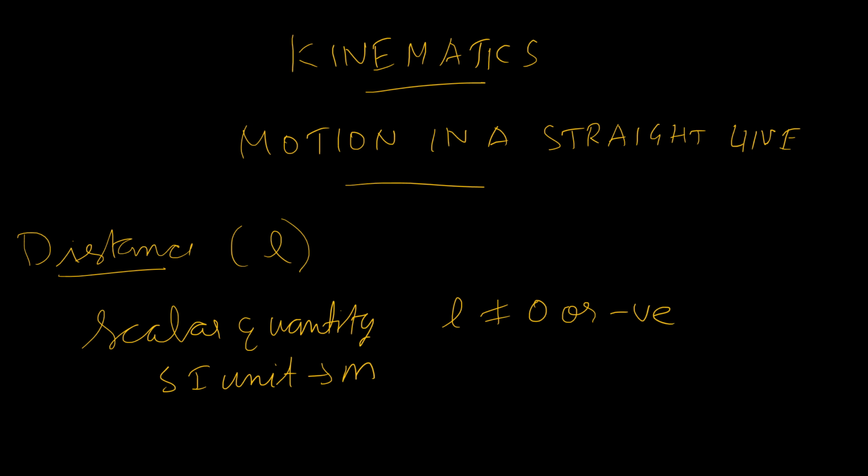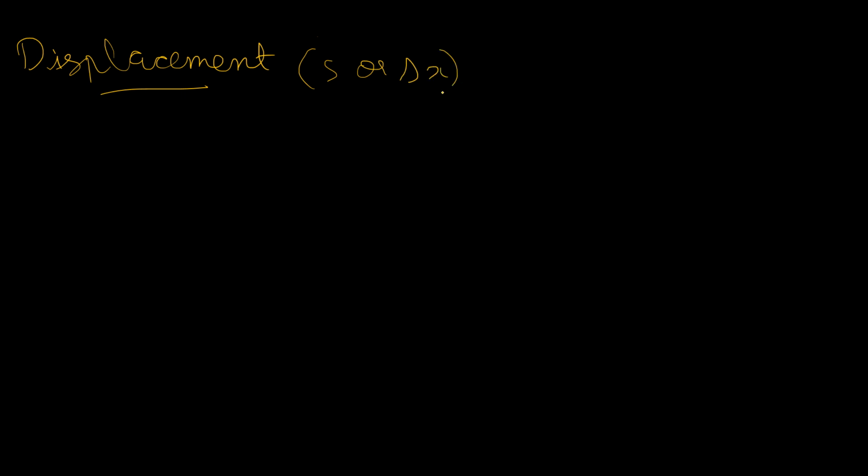The next thing that we need to learn is displacement. It is the shortest distance between the initial and final positions of any object during motion. I'm denoting the displacement as S or delta x, any one of these you can use. The displacement S can be positive, zero, or negative.